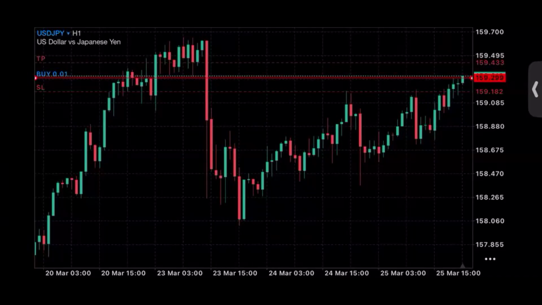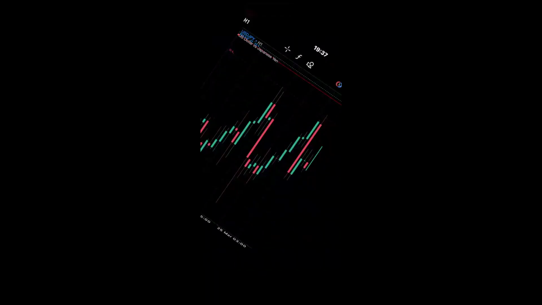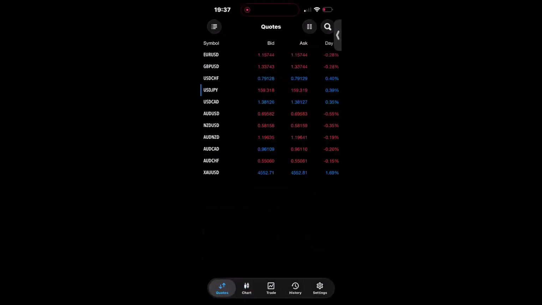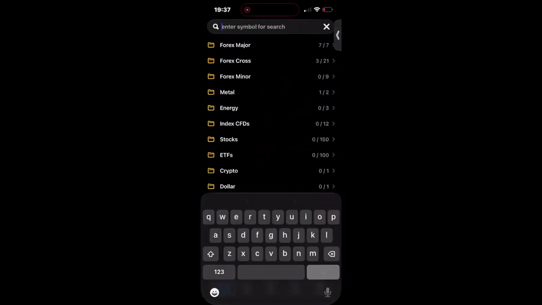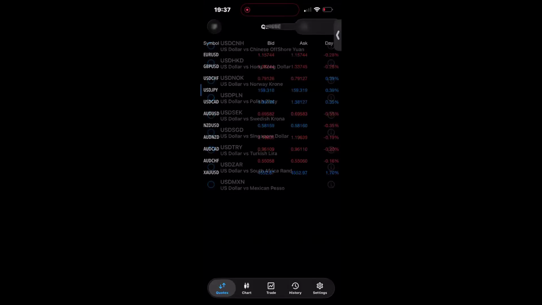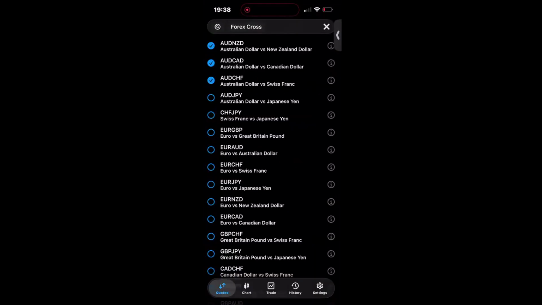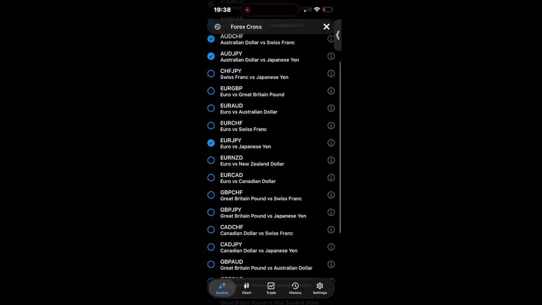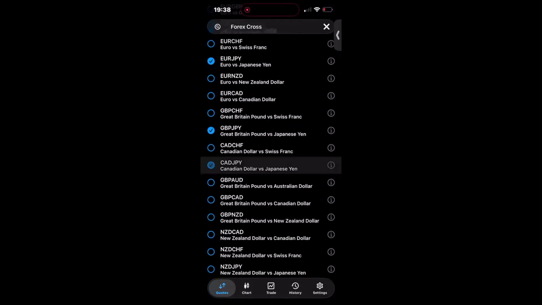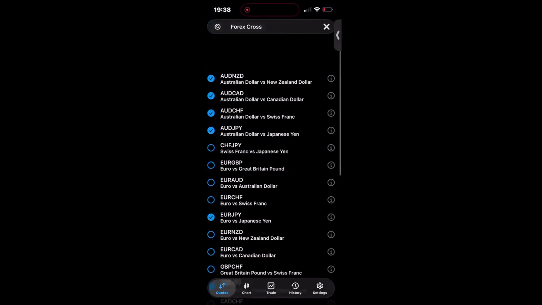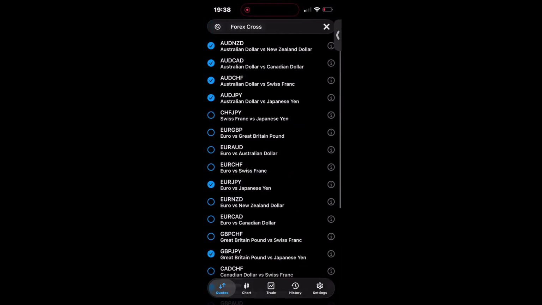Let's do another example, guys. Let's look for another example. Let's see. Let's do something that's to do with USDJPY. Forex cross. AUDJPY is looking good. Can do EuroJPY as well. So let's pick EuroJPY. Let's pick AUDJPY. Let's pick GBPJPY. Let's pick CADJPY, right? And then let's see what those things are looking like.